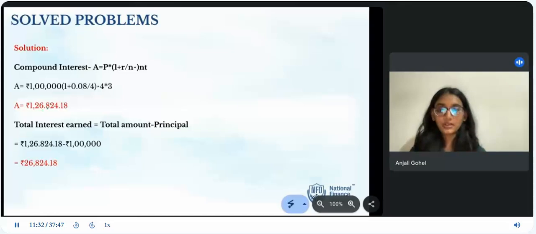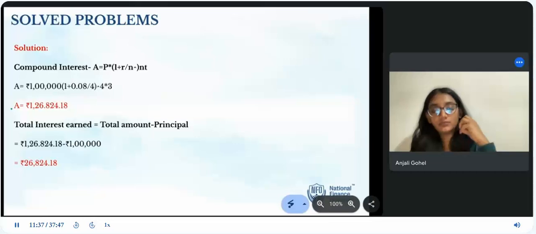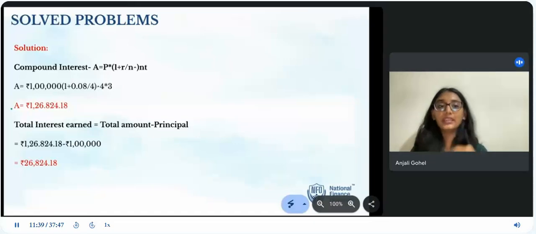Alright, this is my total amount. This is the future value. This is my total amount, which also includes my interest. Now let's calculate how much interest I have earned. From the total amount, we will only reduce our principal. Correct? So 1,26,000 is my total amount, and 1 lakh was my investment.